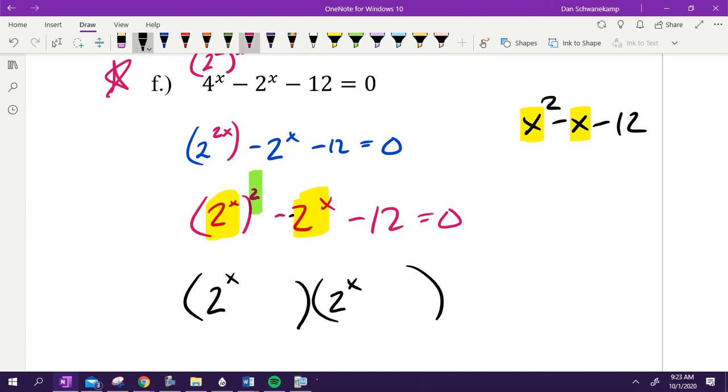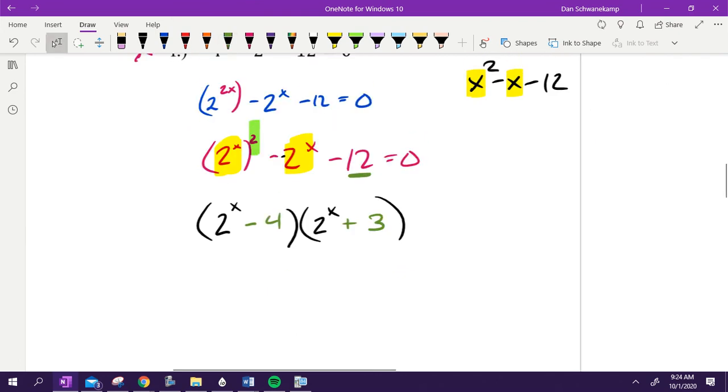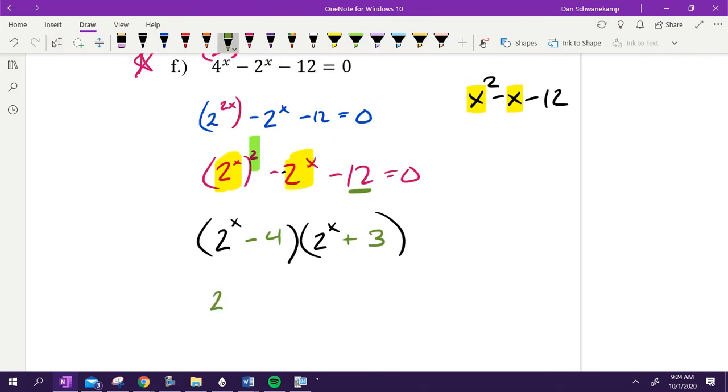I need 2 numbers that multiply together to get me negative 12 in particular, and they need to add together to get me negative 1. Negative 4 and 3. Then I'm going to set each one equal to 0 and solve. Go ahead and do that with your neighbor.